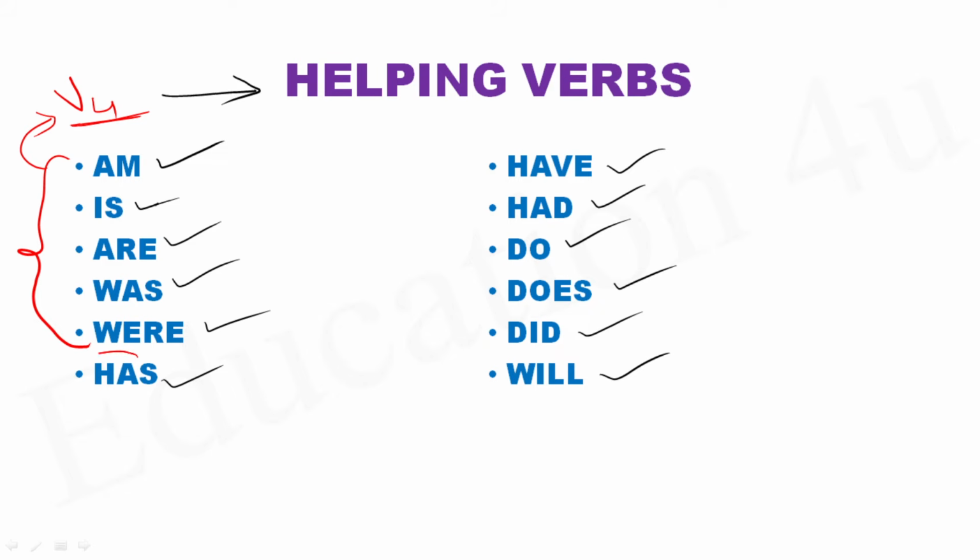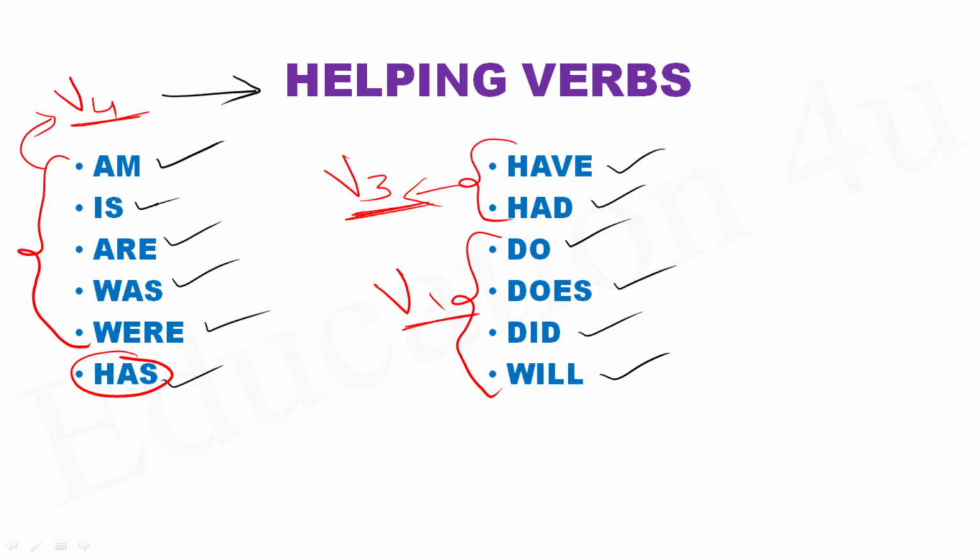Now, what about has, have and had? Always remember, the verb comes always in the third form. So has, have, had, the verb always follows the third form. Now the rest, do, does, did, will, the verb follows the first form. I'll repeat: am, is, are, was, were, the verb is in the ing form, V4. Has, have, had, the verb comes in V3. Do, does, did, will, the verb comes in V1.